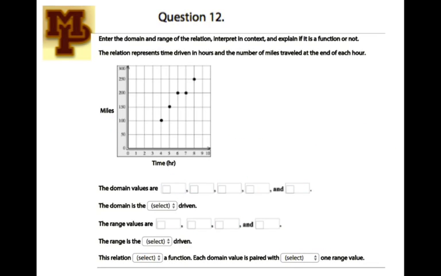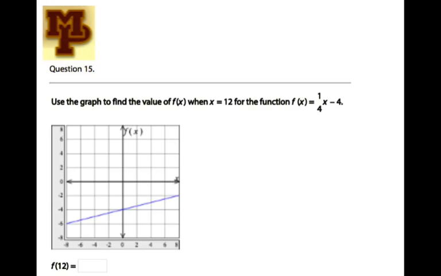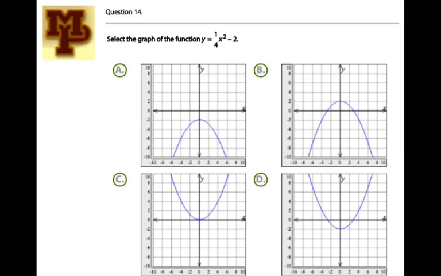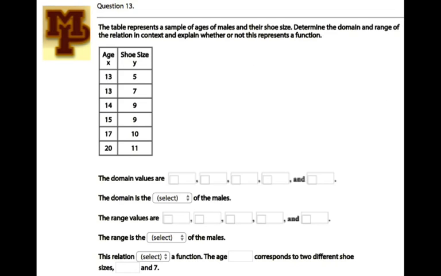Okay, we're looking at number, let's see, is this a different one? Nope, same one. So, we're on 13 now. Oh, let's see, skipped over. Okay, there we go. So 13, very similar to the last one, it just has to do with shoe sizes. So domain are just all of the x values.